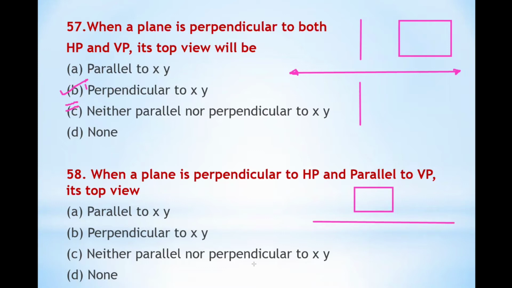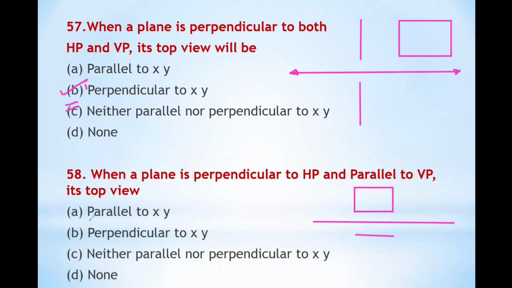So here I have considered that plane as a rectangle, and its top view will be an edge view. As already mentioned, whatever plane remains perpendicular to HP, its top view will be an edge view. That means it will be a line parallel to the XY. Okay, so we'll check its answers. How will its top view be, that has been asked. Parallel to the XY.